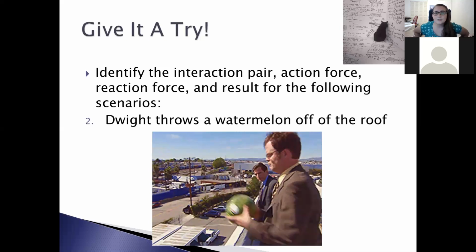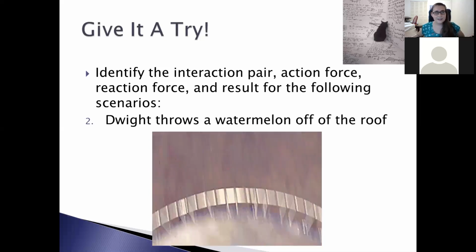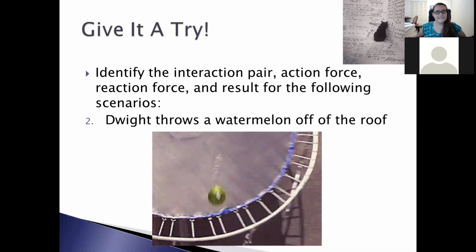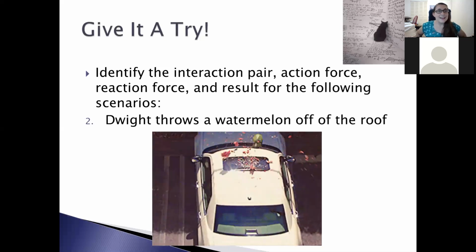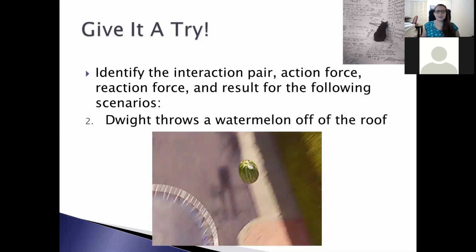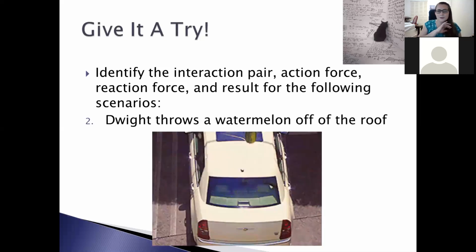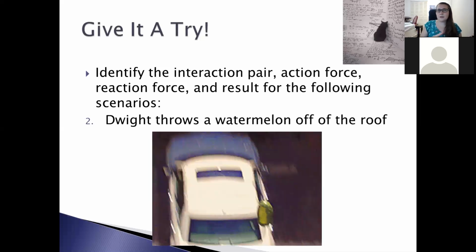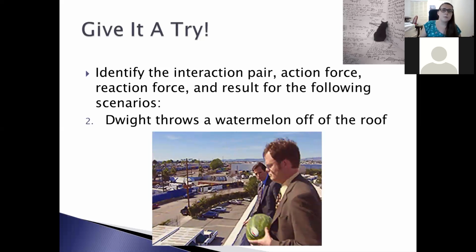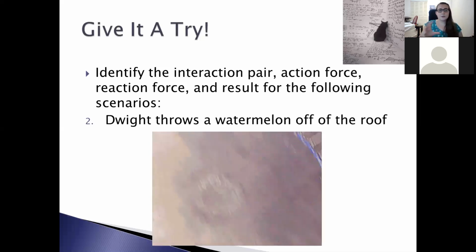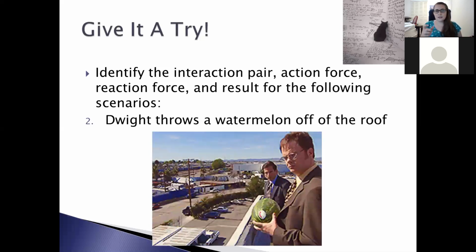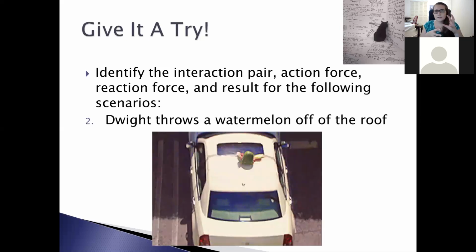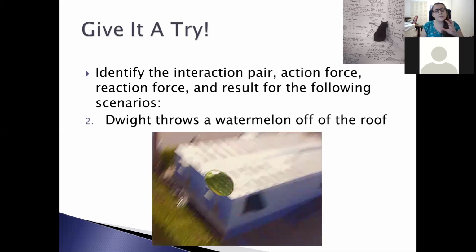Okay, did anybody choose a different interaction pair in this scenario? Can it be gravity with something? Yes, it can be gravity with something. So let's think about it in chronological order through this scenario, right? The watermelon is falling down from the building now. Gravity is pulling the watermelon down. So our interaction pair would be the earth, because that's what's creating the gravity. So the earth and the melon. The earth is pulling the melon down, that's the action force.